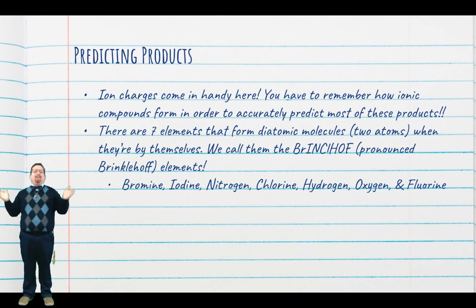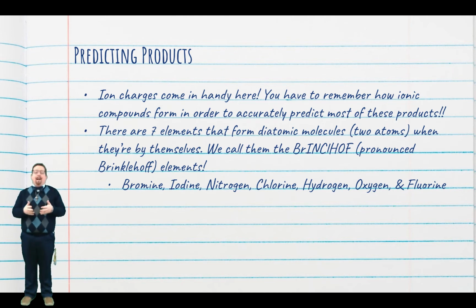So why did we just learn all of this? Well, because you're going to be expected to determine the products of a reaction if you know what type of reaction it is. So here are some important things you need to know. When predicting the products, you have to know the charges of your ions and how ionic compounds form. That is extremely important in coming up with the correct products. If you don't remember that stuff, you might need to review your notes or the Quizlet to try to refresh your memory.